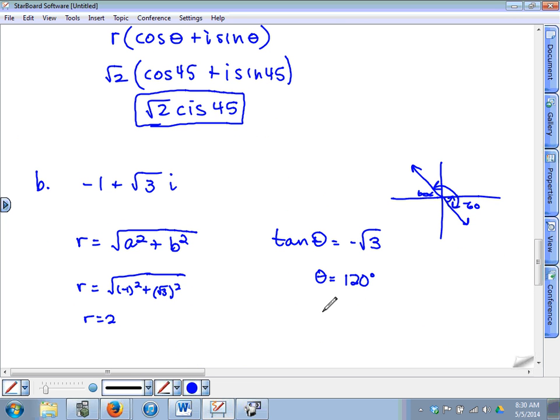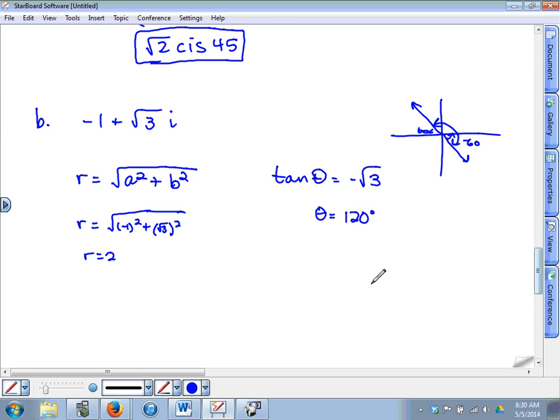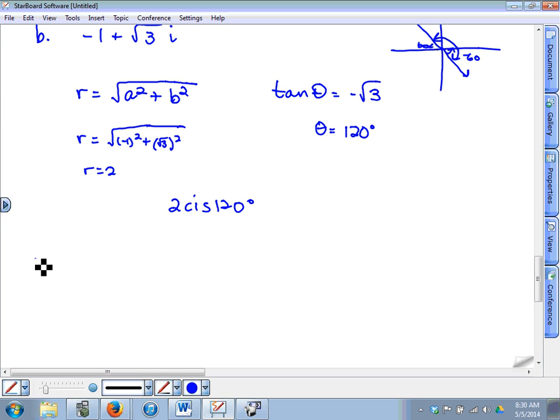The theta that we need is 120 degrees. So in polar form, instead of negative 1 plus square root of 3 i, it's going to be 2 CIS of 120 degrees. These could also be in radians. They don't always have to be in degrees. You can keep them in degrees if you want. Let's go the other way. Let's do example 2. What if they're already in polar form and you have to go back? Change to standard form, or complex number.